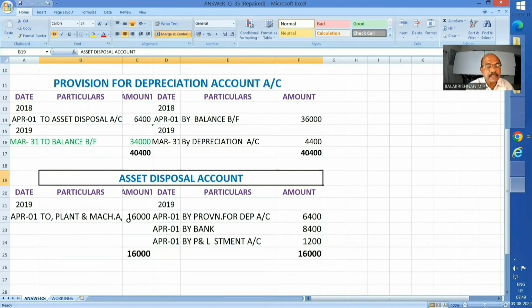Then the corresponding accumulated depreciation. Just now I explained to you. That is how much? 6,400. What's the journal entry? Provision for depreciation account debtor to asset disposal account 6,400. Asset disposal account is credited by provision for depreciation account 6,400. Simple. At this moment, we know the book value of the assets getting sold. What is original value minus the accumulated depreciation existing.